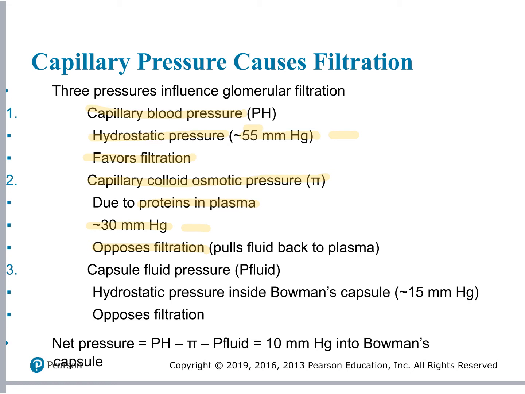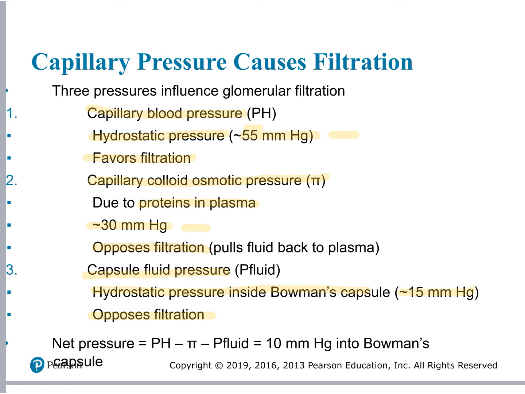And then the third pressure to take into consideration is the capsule fluid pressure. Now, the systemic capillaries and the pulmonary capillaries don't have a wall that surrounds those tissues, so the fluid can just spread out once it leaves them. But the renal glomerulus has a wall around it, the renal corpuscle or Bowman's capsule. So the Bowman's capsule creates its own fluid pressure between the glomerulus and the capsule. The capsular fluid pressure is hydrostatic pressure inside Bowman's capsule, and it opposes filtration. That adds up to about 15 millimeters of mercury.